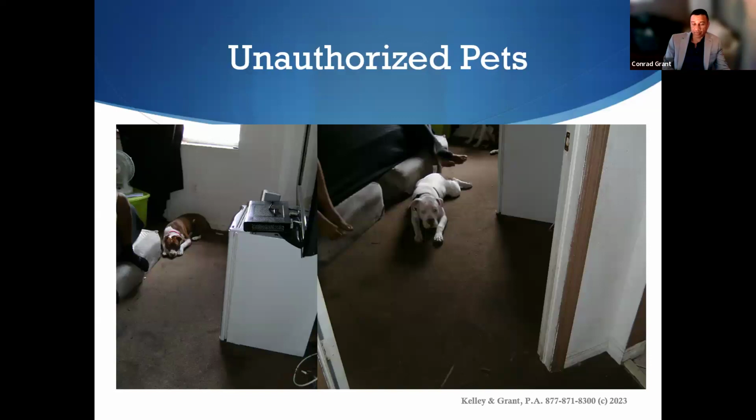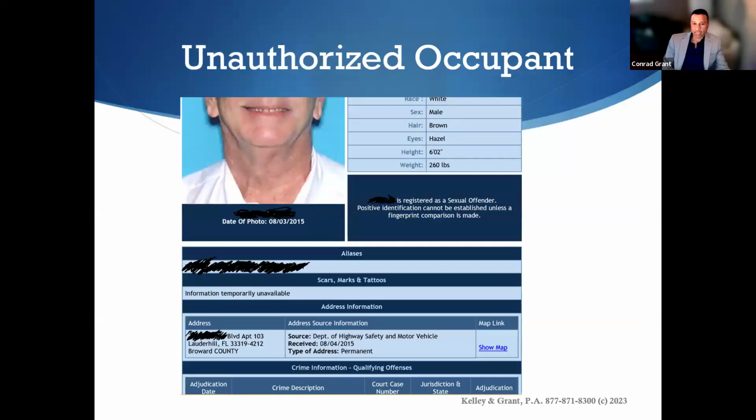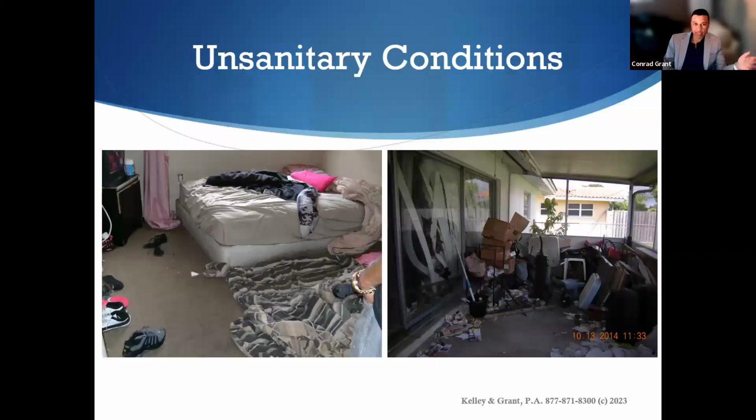These are some pictures from some cases that we did where landlords said, no, there are no pets in the property, but clearly there were, and the judge did not like it. Oh no, this guy doesn't live there, but the landlord's address for this guy is the address where we're evicting from. But this occupant lived at that address.